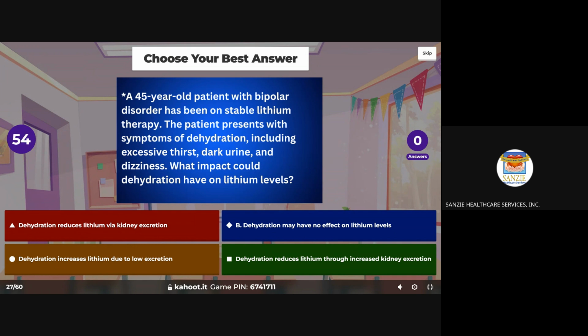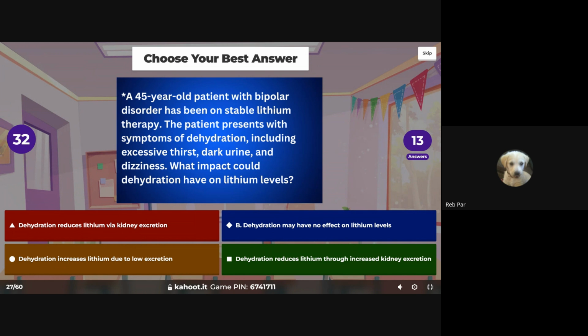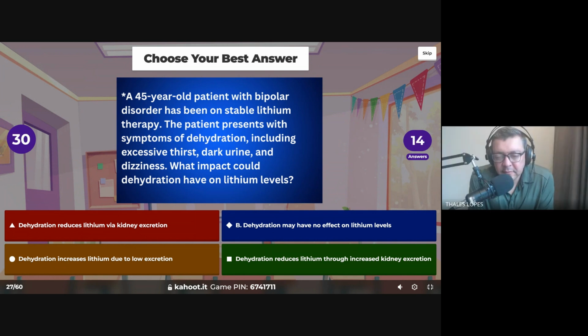All right, a patient stable on lithium starts the classic way. Dark urine. So the core of the question is how dehydration affects the lithium level. Oh, it doesn't.